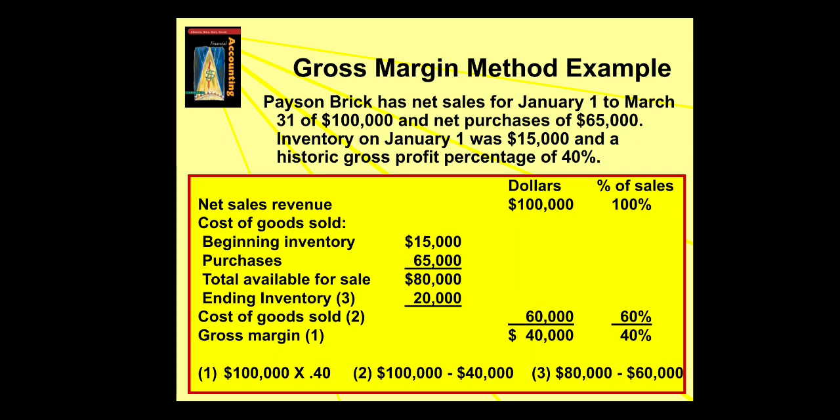Okay, this is the gross margin method. Sometimes there are businesses that sell many items at the same time, small items. When they sell many small items, it is very difficult for them to calculate the actual value of ending inventory at the end of the accounting year.